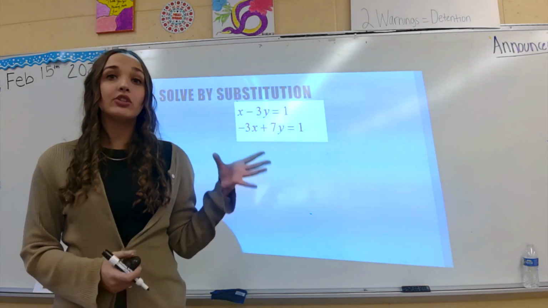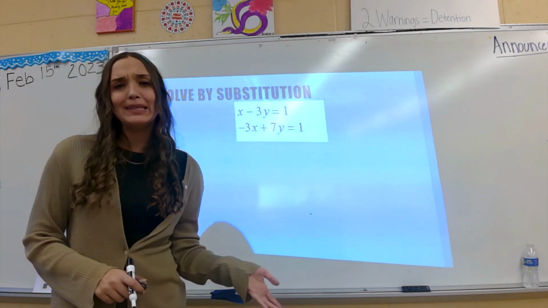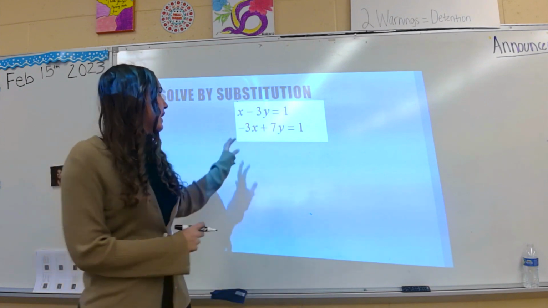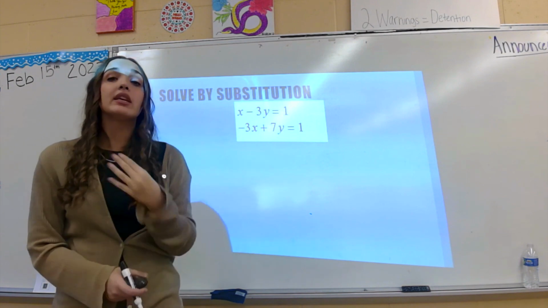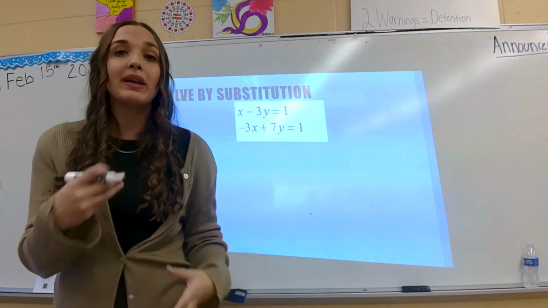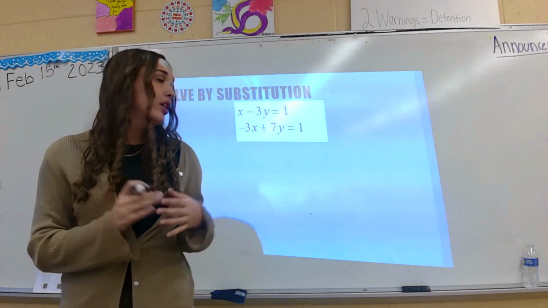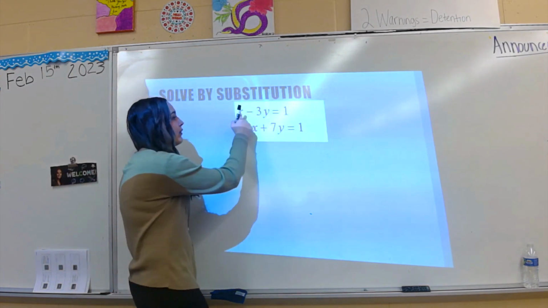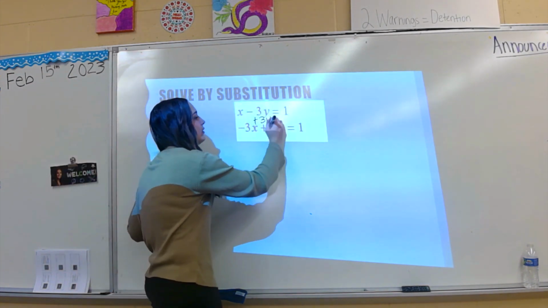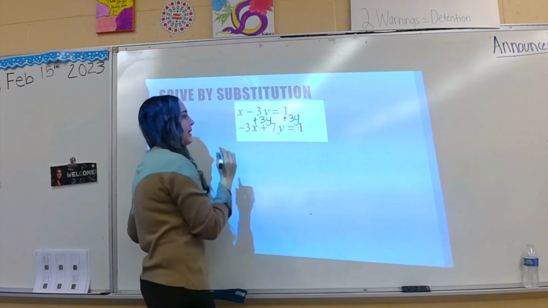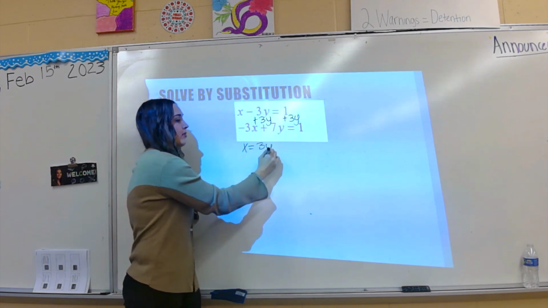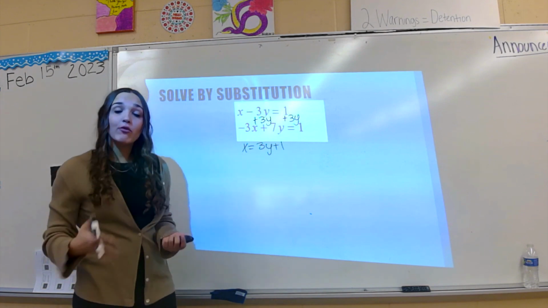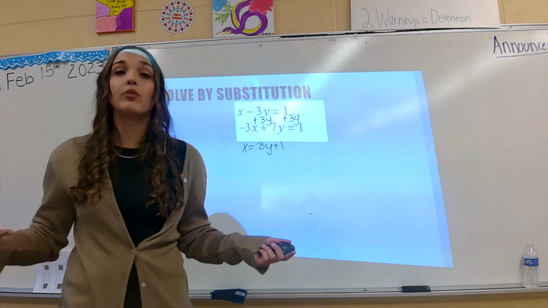So I'm going to look at each variable term and see which one would be easiest to get alone. Well, when I look, the coefficient of my x here is 1. So I can easily get that variable alone with basic addition or subtraction. So I'm going to get that x by itself by adding 3y over. And my new equation is going to be x equals 3y plus 1. Now I have one of my variables alone, which is exactly what I wanted.